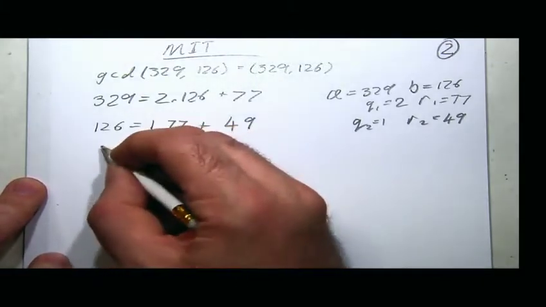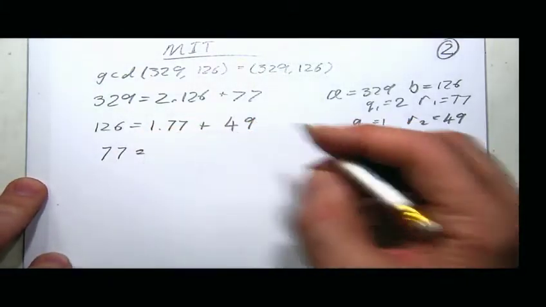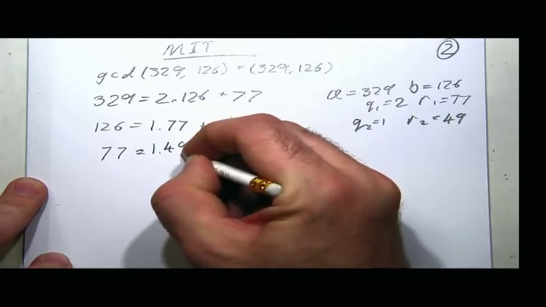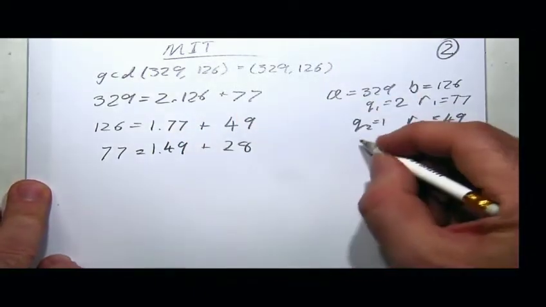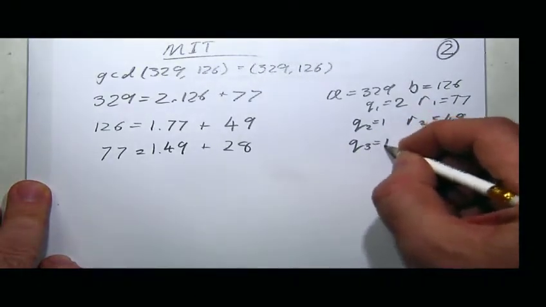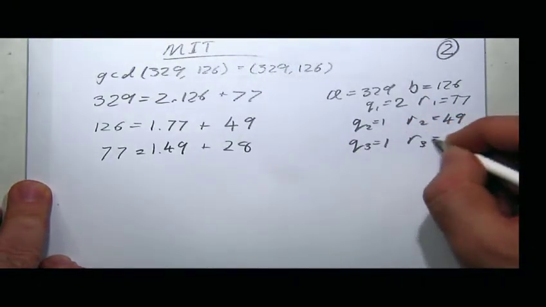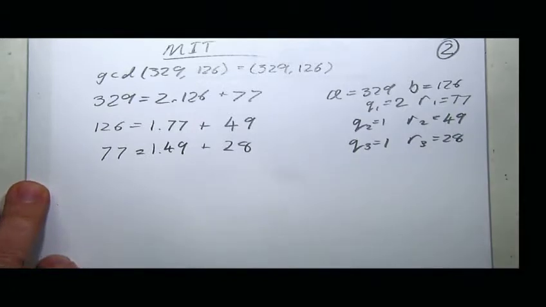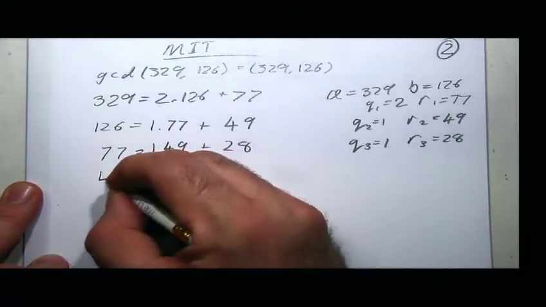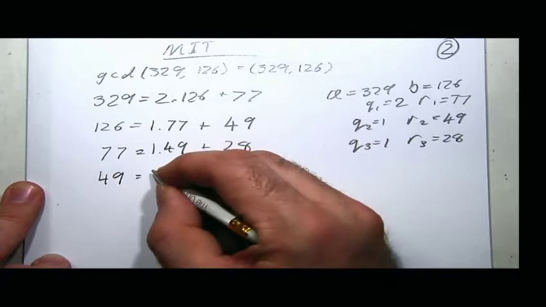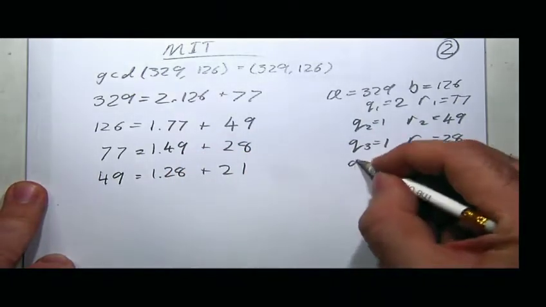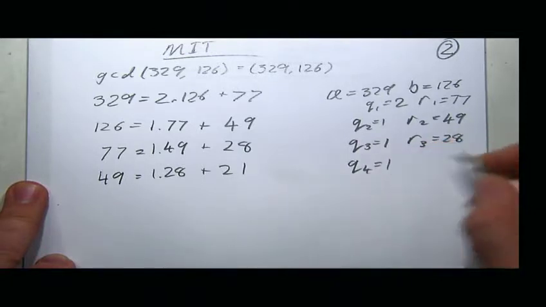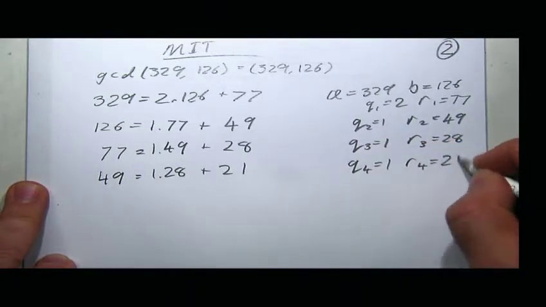So, move my numbers over. My 77 is equal to 1 times 49 plus 28. So again, Q3 is equal to 1, R3 is equal to 28. Move numbers over, so 49 is equal to 1 times 28 plus 21. Q4 is equal to 1 and R4 is equal to 21.